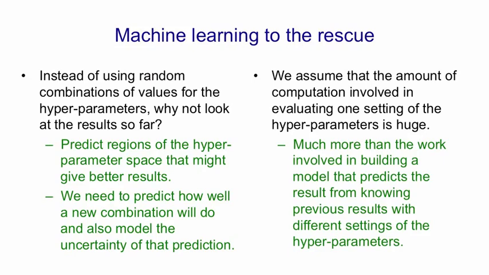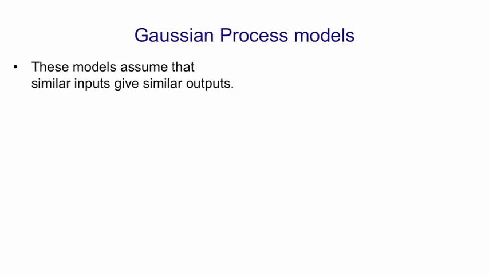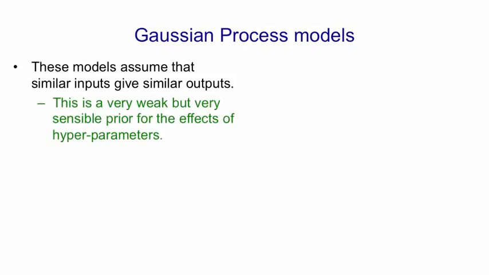And so it's going to require much less computation to fit the predictive model to the results of the experiments we've seen so far than it is to run a single experiment. So what kind of model are we going to use for predicting the results of future experiments? It turns out there's a kind of model I haven't talked about in the course called Gaussian process models. Basically all these models do is assume that similar inputs give similar outputs. They don't have any more sophisticated prior than that, but they're very good at using that prior in an effective way. So if you don't know much about what you expect hyperparameters to do, a weak prior like that is probably the best you can do.